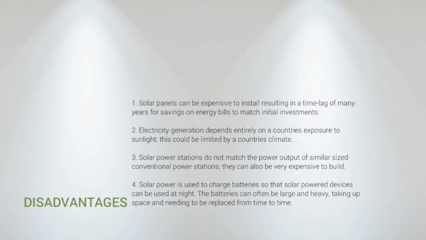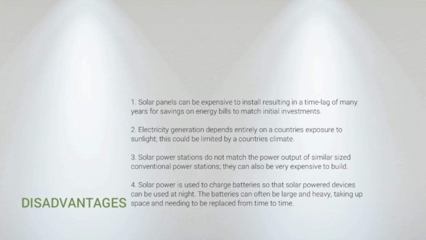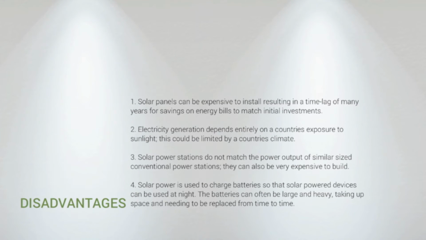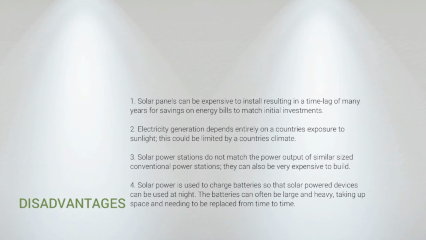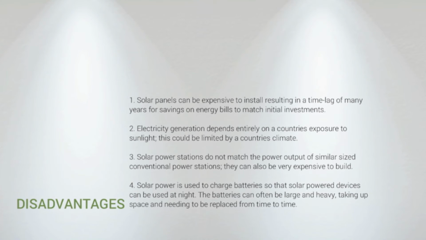Disadvantages include: 1. Solar panels can be expensive to install, resulting in a time lag of many years of savings on energy bills to match initial investments. 2. Electricity generation depends largely on the country's exposure to sunlight. 3. Solar power stations do not match the power output of similar-sized conventional power stations. They can also be very expensive to build.